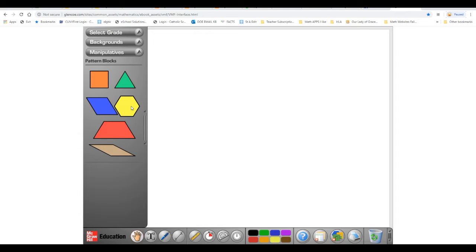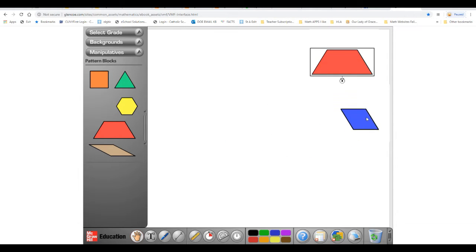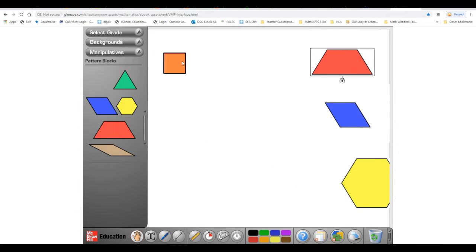But here I'm going to demonstrate today's lesson. We are going to use little shapes to make a big shape. Okay? So let's look at page 491. We have a trapezoid on top. So let's look over our shapes. This is a trapezoid. This is a rhombus. This is a hexagon. We have a square and a triangle.